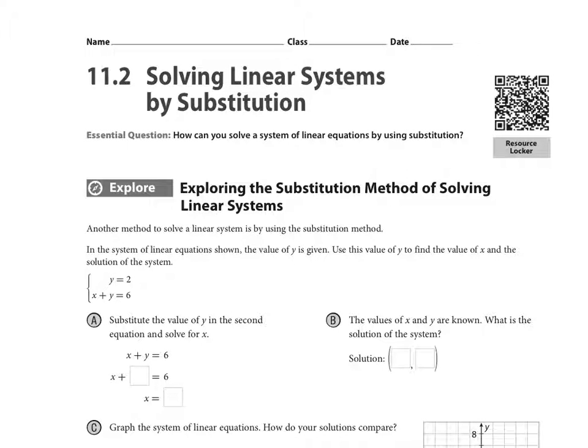Okay, lesson 11.2, solving linear systems by substitution. Just like in the previous lesson, we're learning to solve a linear system. So our special cases still can apply here, where we can have no solution, which happens when the lines are parallel, and infinitely many solutions, which happens when we get the same exact line. So it's going to look different by this method. It's still doing the same thing, again, just in a different way.